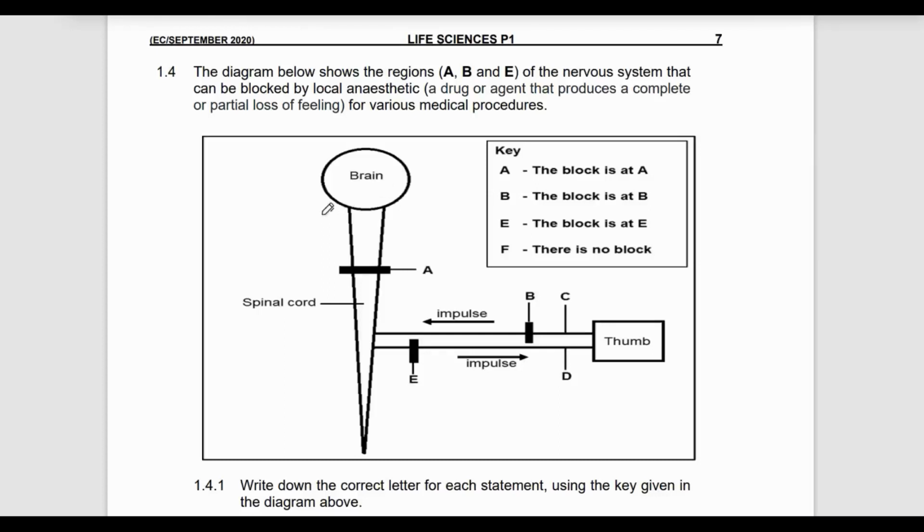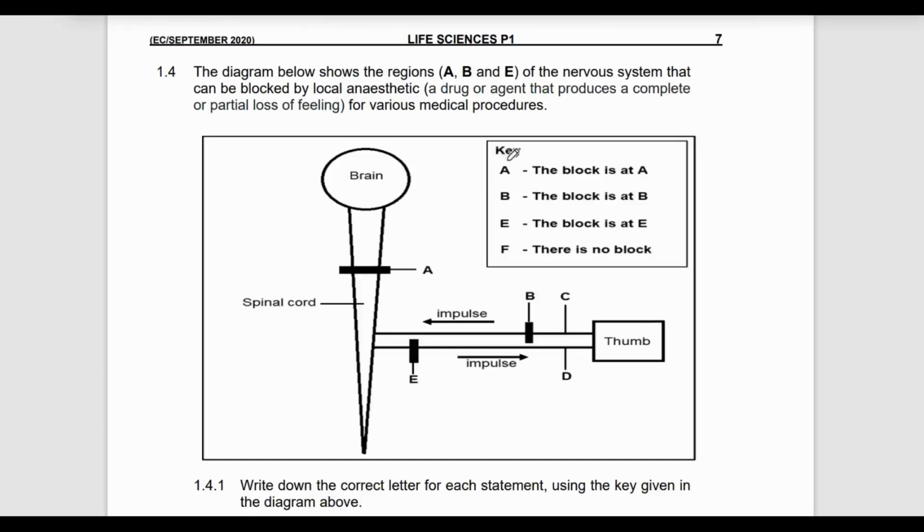So we have the central nervous system, your brain and spinal cord, and you have other parts such as your motor neurons, as well as your connector neurons, the sensory neurons, and your effectors, which can be organs in your body that are being affected in terms of response.